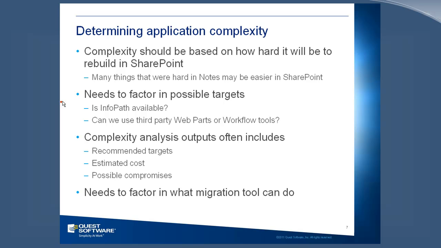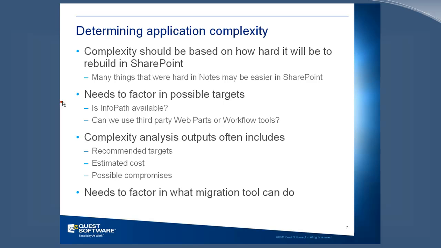So again, understand how hard it's going to be to rebuild something in SharePoint as you're doing this manual analysis of complexity. And as you're doing this, you need to factor in the possible targets. Some organizations have purchased the enterprise license for SharePoint, and then they have InfoPath Forms Services available. Other organizations only bought a standard license, so they might or might not have the InfoPath clients, but they don't have InfoPath Forms Services. All these things will impact the cost of migrating. So really, something may be simple to migrate to some targets and harder to migrate to other targets.